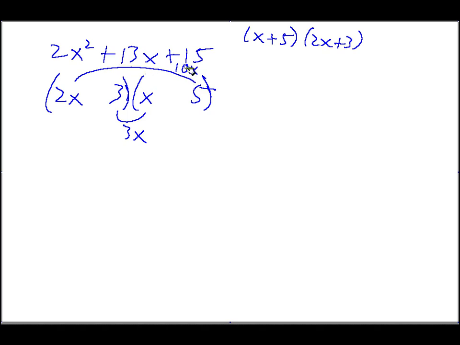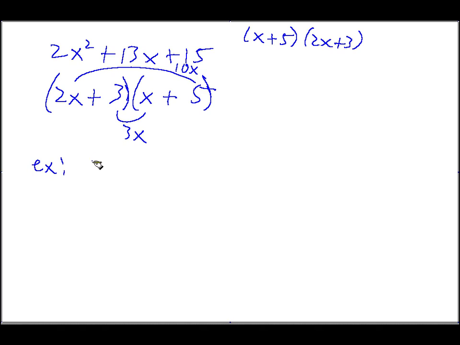And what I want is positive 10x and positive 3x. We have to play with the signs later on in a different problem. We'll do some examples on that. But in this case, everything's positive, so we're good. So therefore, the answer is 2x plus 3 times x plus 5. Everything works out nicely. Again, this is trial and error. You just do it in your head here. Let's try another one.